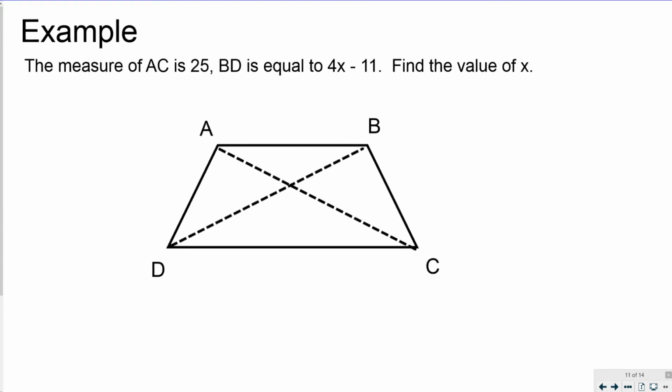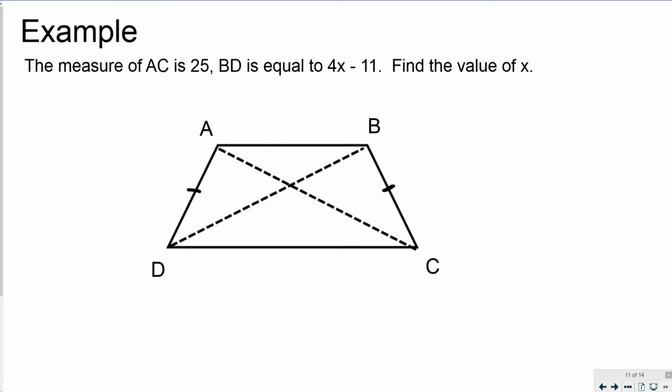Okay, the measure of AC, which is a diagonal, is 25. BD is equal to 4x minus 11. Find the value of x. Okay, so the diagonals here, and I'm going to make the assumption this is an isosceles trapezoid. It should have been listed. There was a bit of a typo.